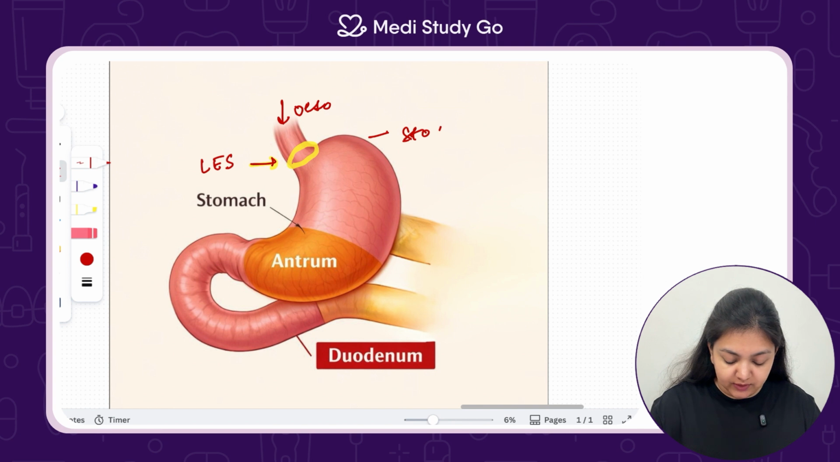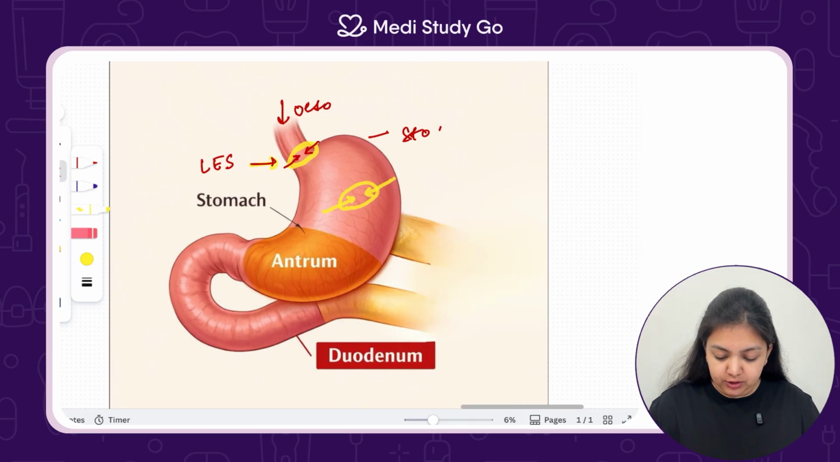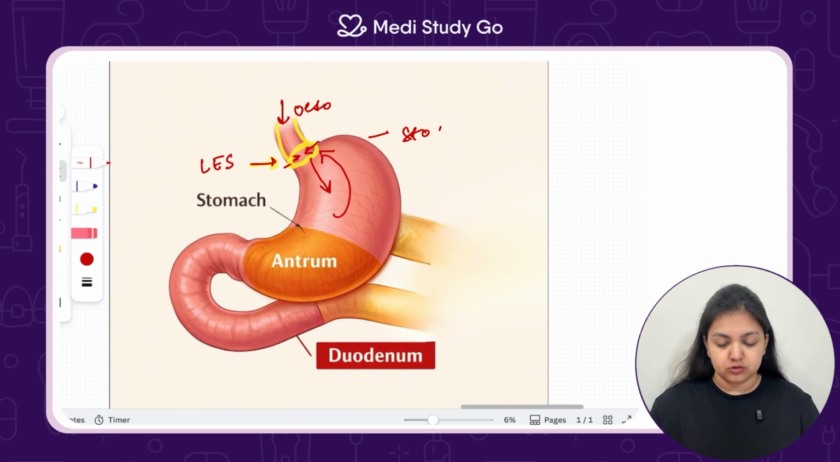Now, ideally, this sphincter must contract to close this lumen. Like if this is the sphincter, it has to move inwards in order to close the lumen of the esophagus, and then it has to relax to stay opened. But what if the contraction doesn't happen and the sphincter stays open all the time or most of the time? If the sphincter stays open and the contraction is not there, the contents which have passed into the stomach can go back also.